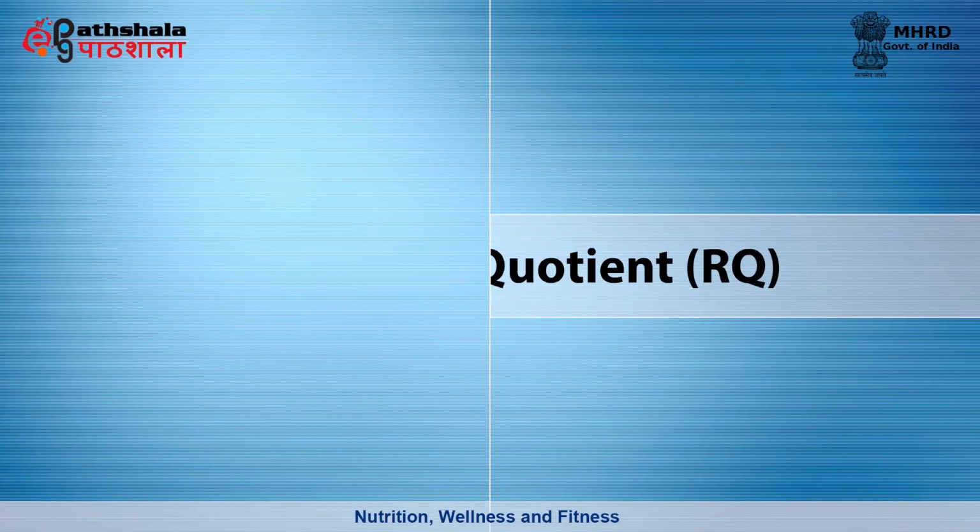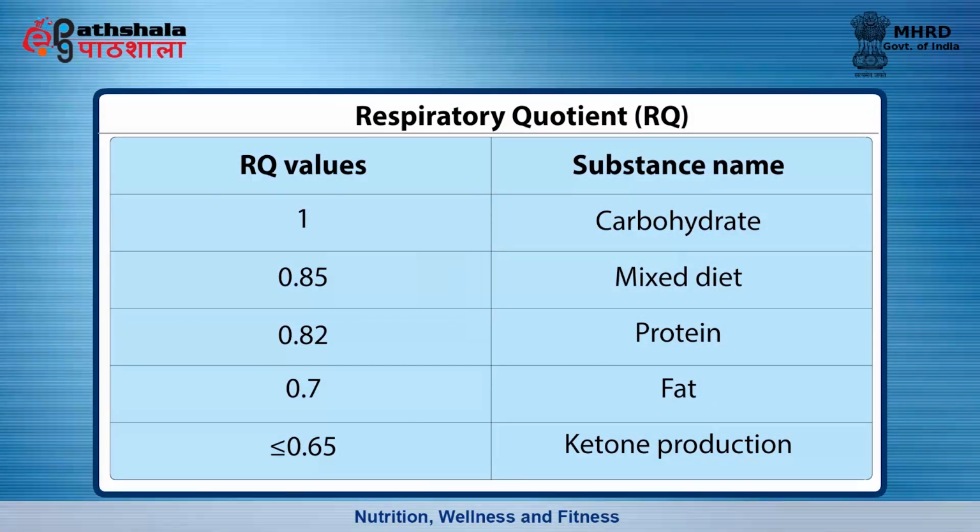Respiratory quotient, RQ, is expressed as a ratio of carbon dioxide released by the lungs to the oxygen taken over a given period of time. The equation says RQ is equal to carbon dioxide eliminated divided by oxygen consumed. You can see the table that is displayed.